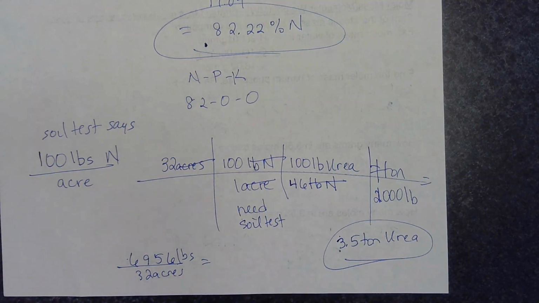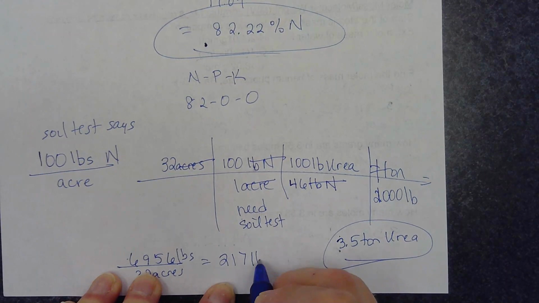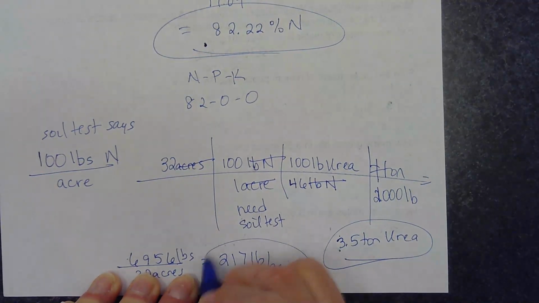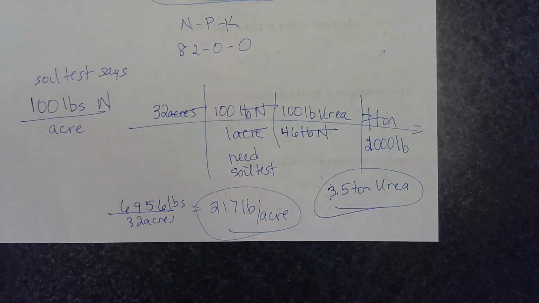So then they're going to figure they need to spread it at 217 pounds per acre. So they're going to have to set their spreader, or they're going to have to double spread, depending on how much they can spread per acre. If they can only spread 100 pounds per acre, then they're going to have to double spread it. Does that make sense on what's real life, how you would use those?